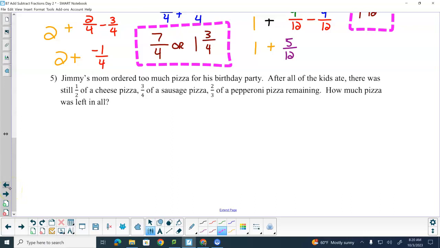Jimmy's mom ordered too much pizza for his birthday party. After all of the kids ate, there was still half of a cheese pizza, 3/4 of a sausage pizza, and 2/3 of a pepperoni pizza remaining. How much pizza was left over? What kind of a problem is this going to be? It's an addition problem. What are we going to be adding? All of them up together.